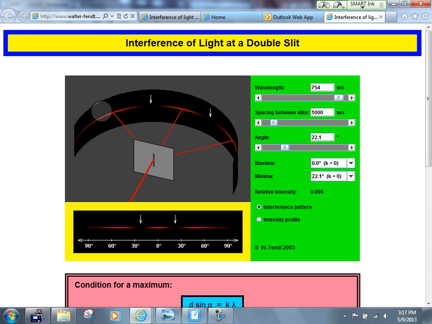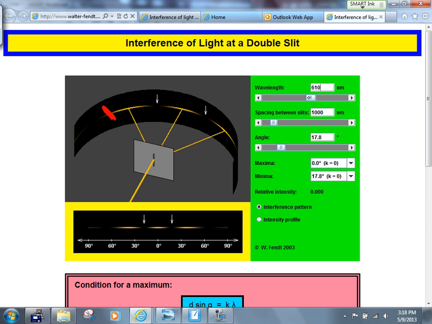Let's take a look at the individual colors again for a second. Let's start with red here. If we start at 780 nanometers, which is red light, then we get a bright spot formed right here. Let's just take a look at this one bright spot on the left-hand side. Let's shift it down a little bit now to yellow light.